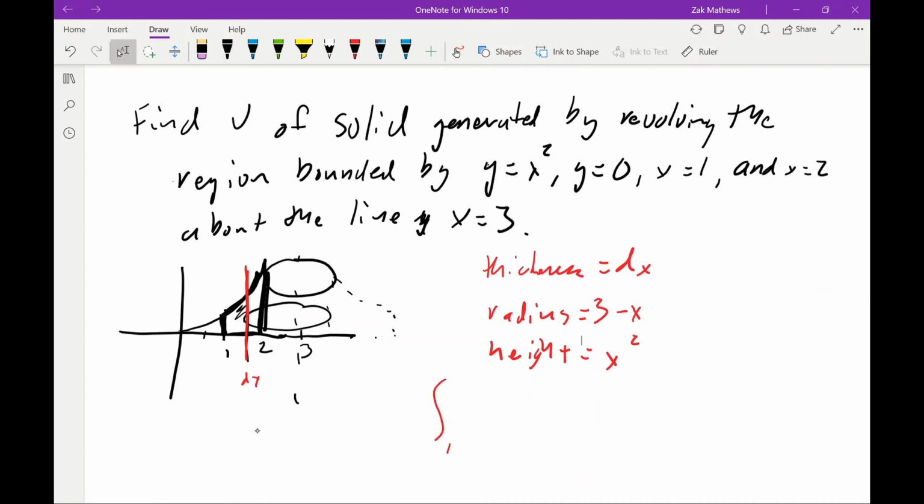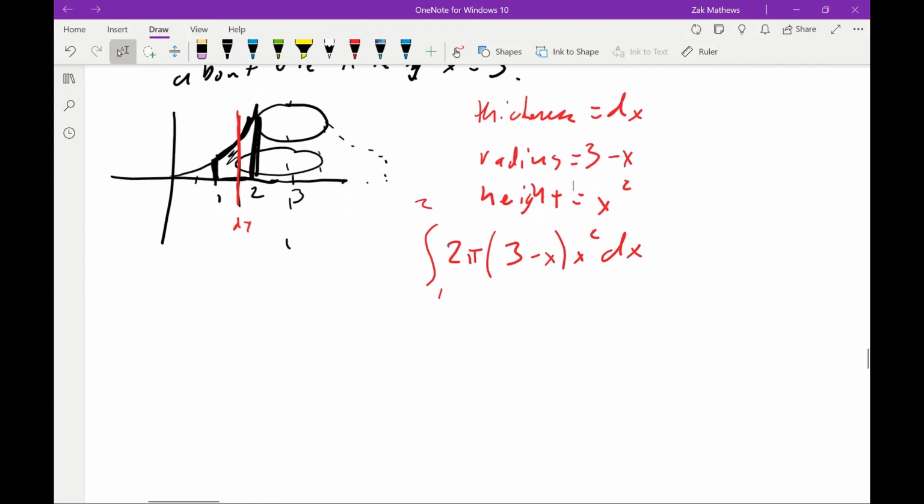We are integrating from 1 to 2. Those were the limits that the problem gave us. Our formula, 2 pi times the radius. The radius we found to be 3 minus x. And then the height was x squared dx. So I'll start with a little simplification. Pull out our 2 pi. I'll be integrating from 1 to 2. We go ahead and distribute that x squared. So we have 3x squared minus x cubed dx.